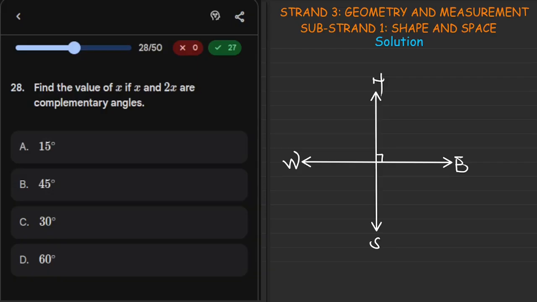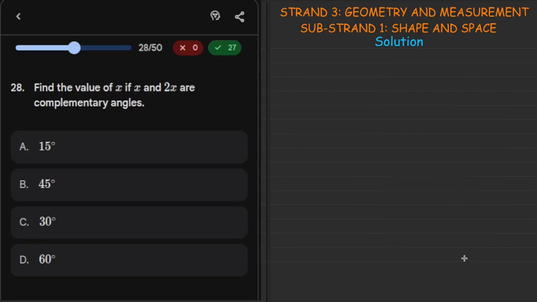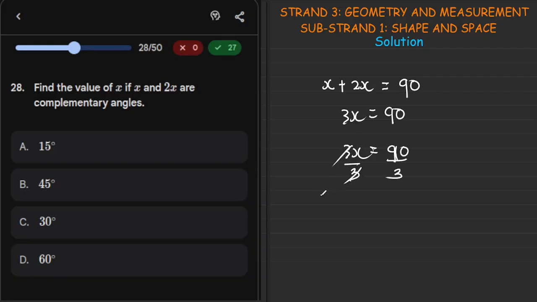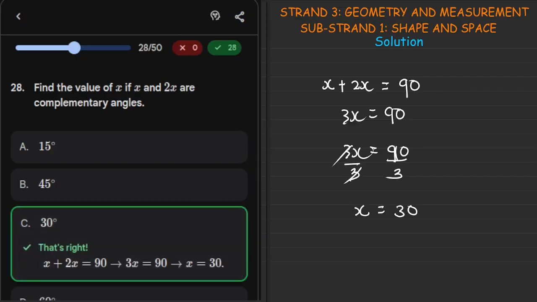Question number 28. Find the value of x if x and 2x are complementary. Earlier on, we said complementary angles sum up to what? 90 degrees. So it simply means this angle x, when added to 2x, should sum up to 90 degrees. You see, so making x the subject, we have 3x being equal to a 90. We have to divide both sides by what? 3. So divided by 3, divided by 3. This cancels out this, and we have our x being equal to what? A 30. So the value of x is a 30 degrees.